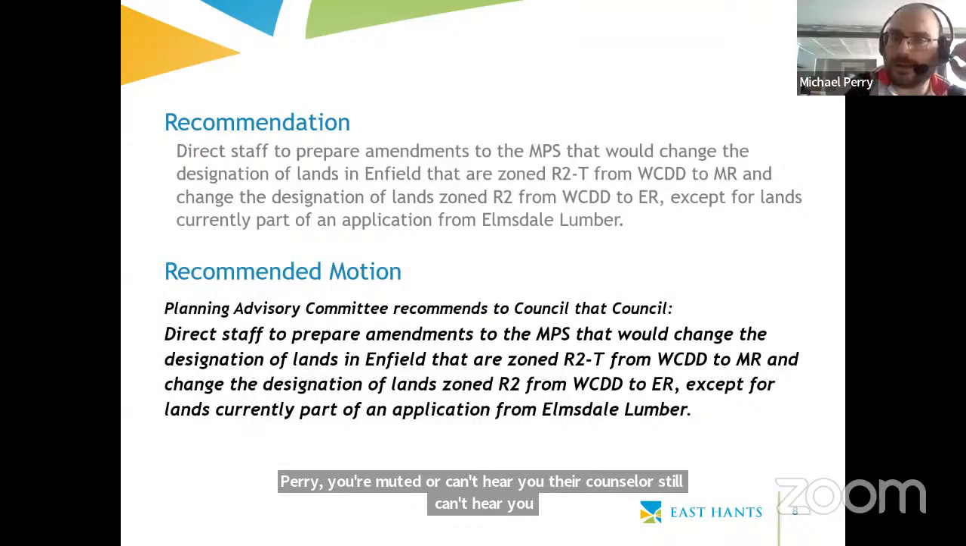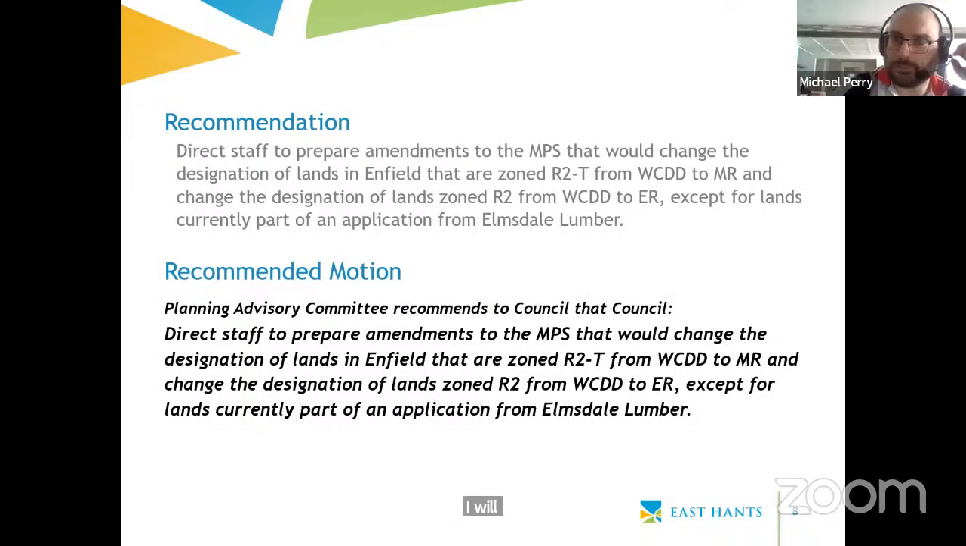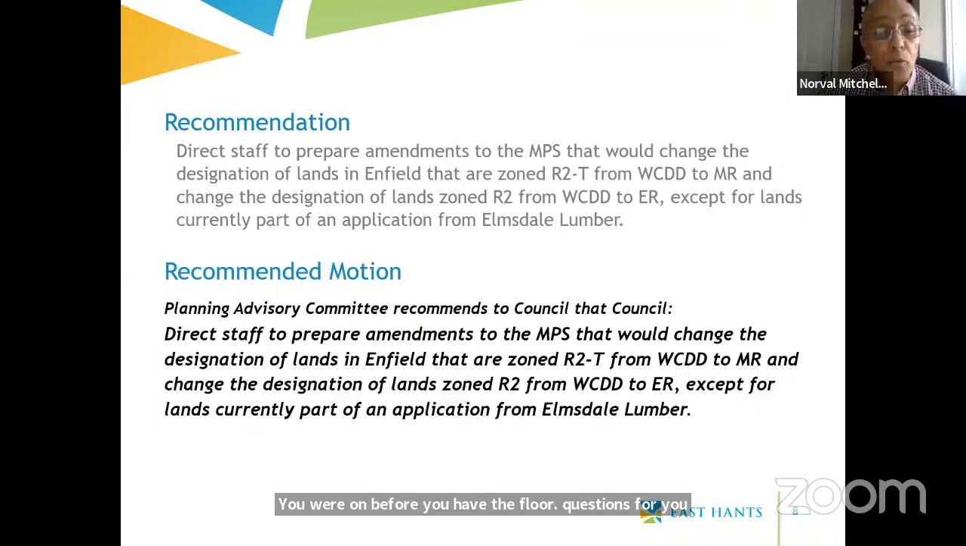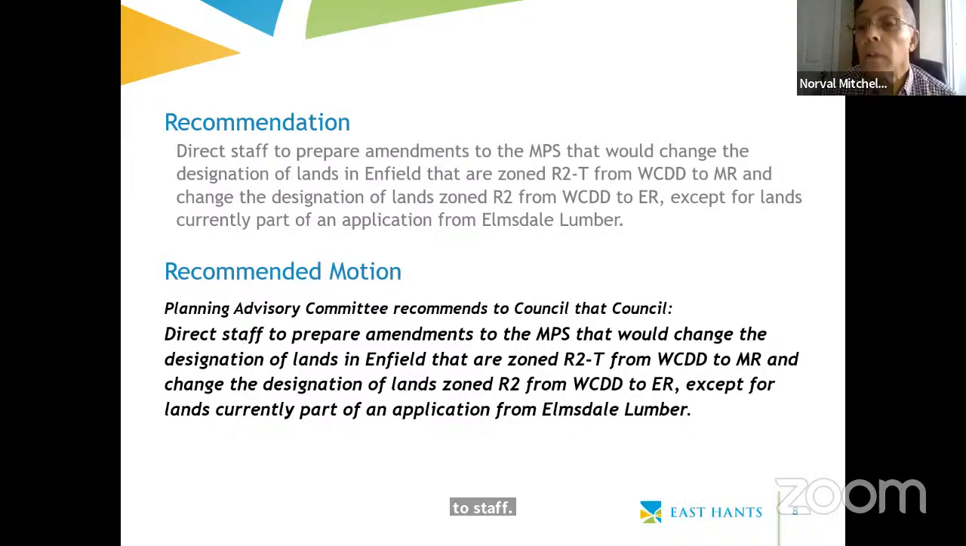I will move staff's recommended motion. We have a mover. Do we have a seconder? Seconded by Councillor Tingley. Deputy Warden Mitchell, you were on before. You have the floor. The question to staff: why the exemption for Elmsdale Lumber? Could you clarify that with me?